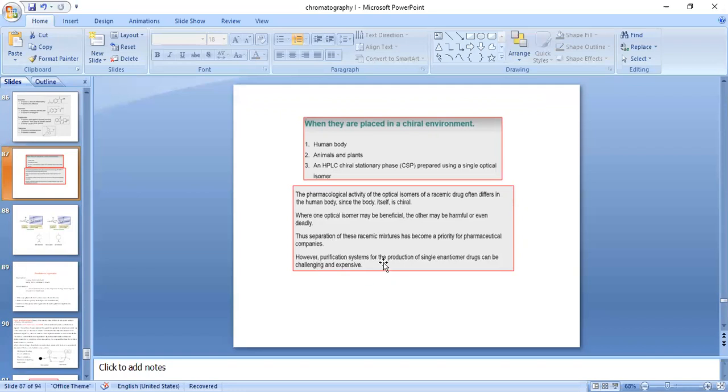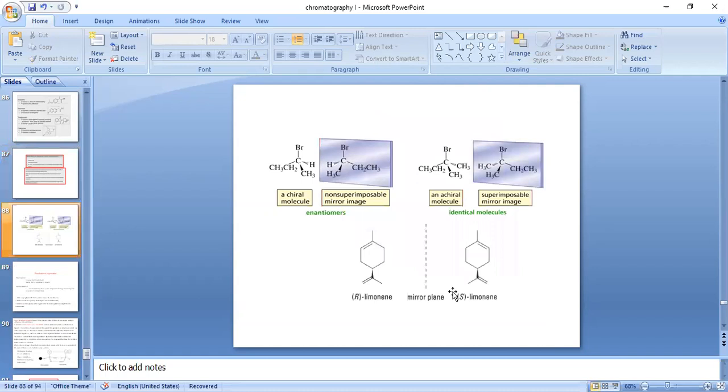However, the purification systems for the production of single enantiomer drugs can be challenging and expensive. This is a very important part, because when you want to separate the enantiomers in a pure form, that is, the R and S isomers separately, you need to have a system in place with chiral adsorbents or chiral solvents which can separate these enantiomers. It becomes very expensive, and they cannot be separated by conventional chromatographic techniques.